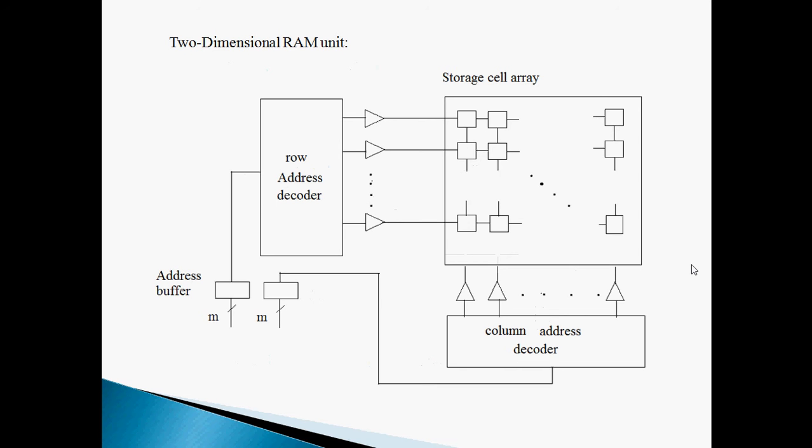And then this shows a two-dimensional RAM unit. In a one-dimensional RAM, it consists of a single column and a number of rows, but here the storage cell consists of an array of memories. The address is given to the address bus, and then the row address decoder and column address decoder select a particular memory location, and then it is accessed.